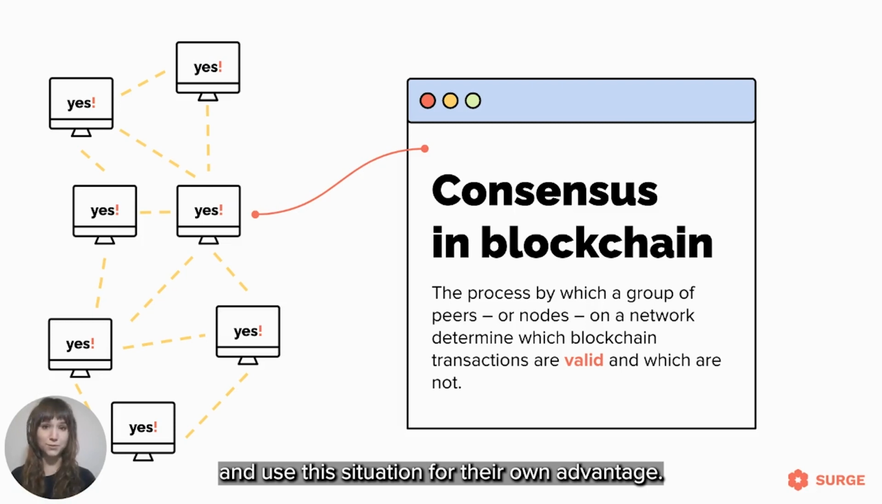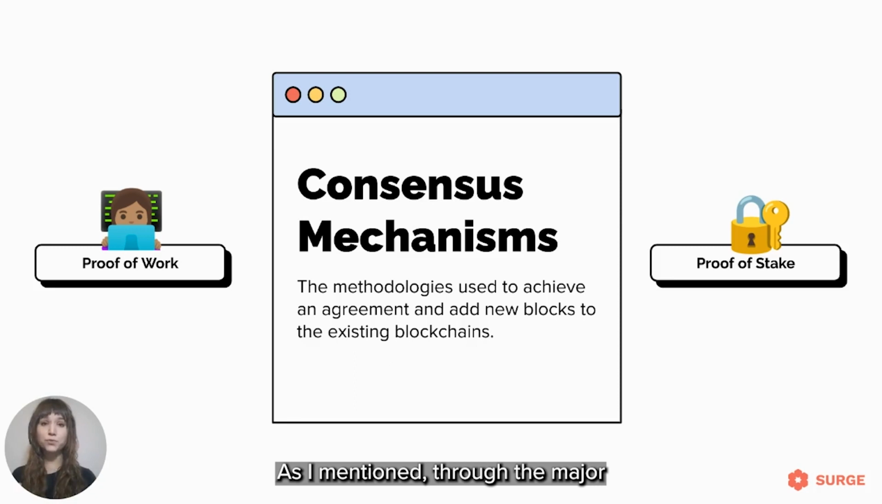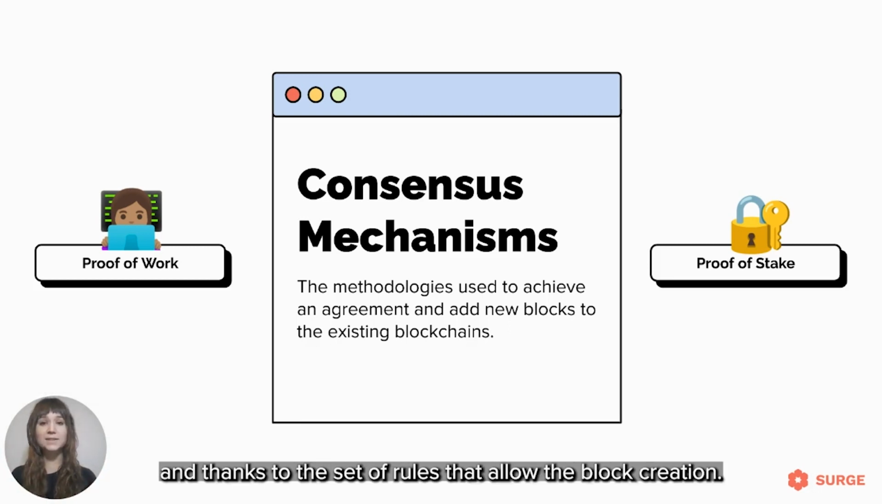You probably heard about the consensus mechanisms. This is exactly the set of rules and the processes, methodologies that are used to achieve the agreement and add the new blocks to the existing blockchains. How do they solve the Byzantine Generals Problem? As I mentioned, through the major group of different nodes, so thousands of nodes, and thanks to the set of rules that allow the block creation.